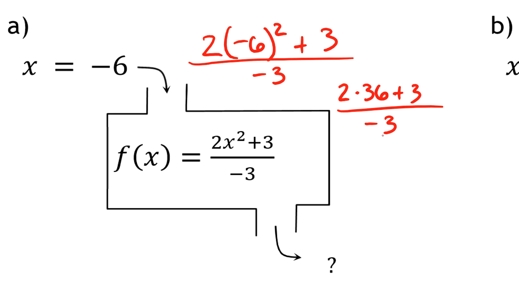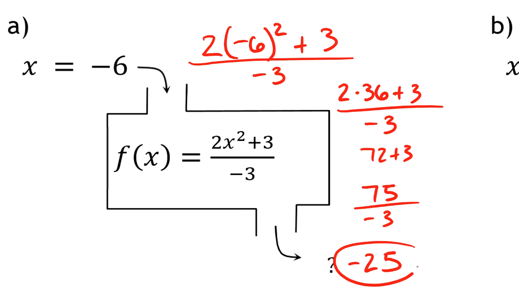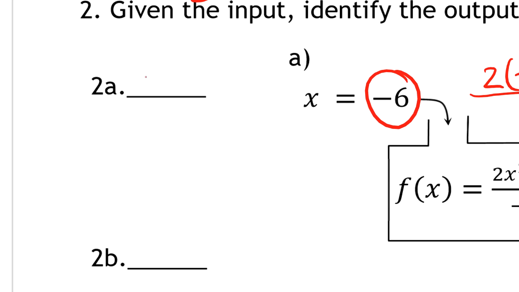2 times 36 ends up being 72, I think, yes. And 72 plus 3 is the number 75. So I've got 75 in the numerator, -3 in the denominator, and when I do that division, I get that this output is exactly the number -25. So when -6 is placed into this function, it produces a value of -25. So that was our answer for 2a, -25.